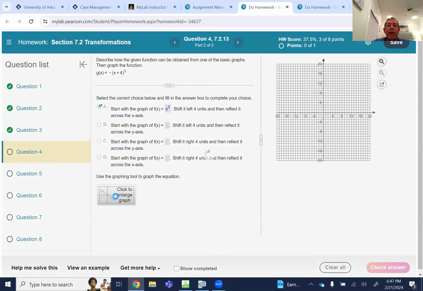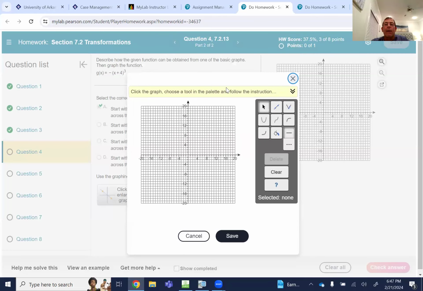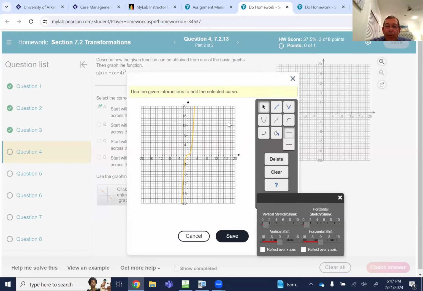Now, click the enlarge graph. Alrighty, so that's a cube graph. Remember, that cube is that little squiggly line graph going up the left and right. And that's the second one on the second row, the X cube tool. Click that and click anywhere on that graph. It's going to draw it coming right up through the center. Now we got 2 moves. We did horizontal, we went left 4. So come down and get your horizontal and drag it left 4 units, so that it's at -4.